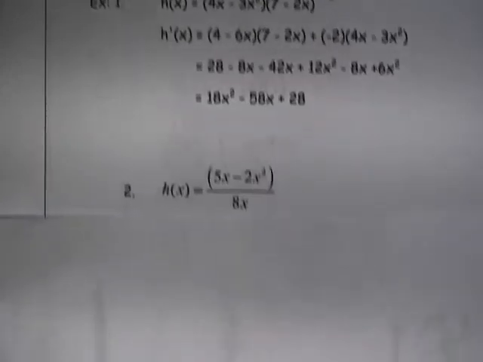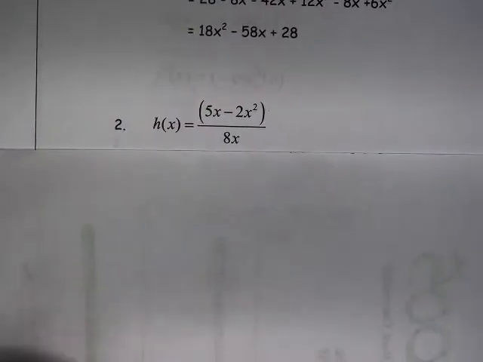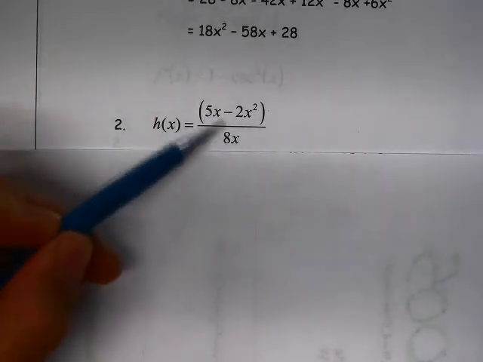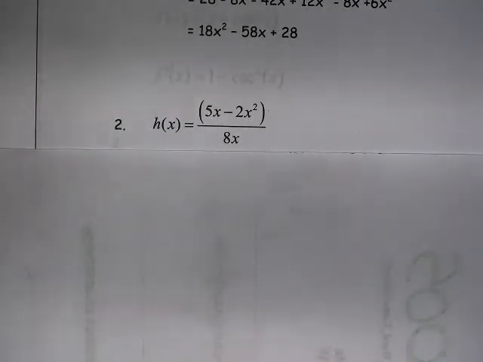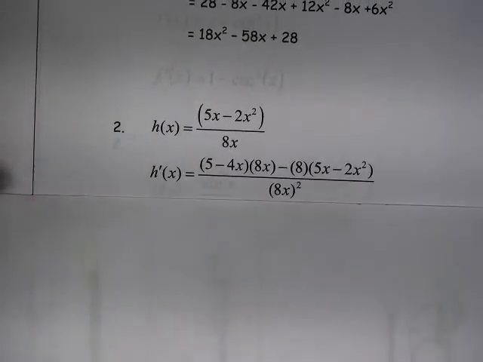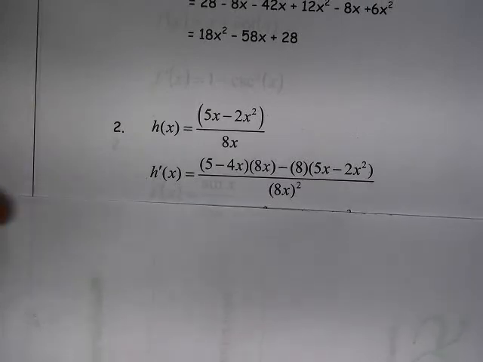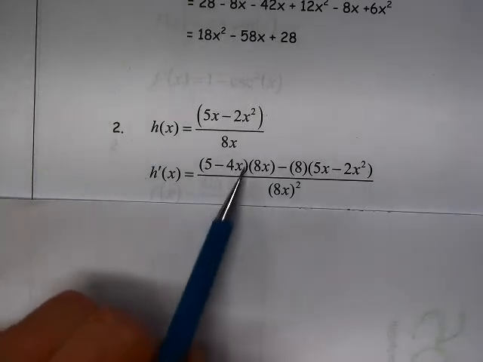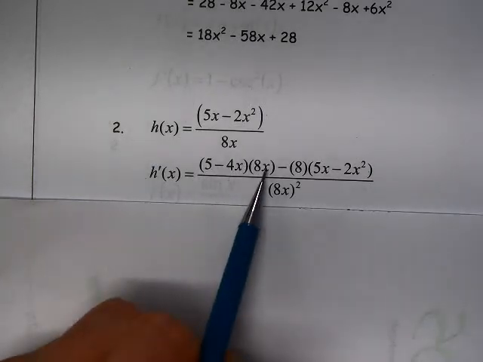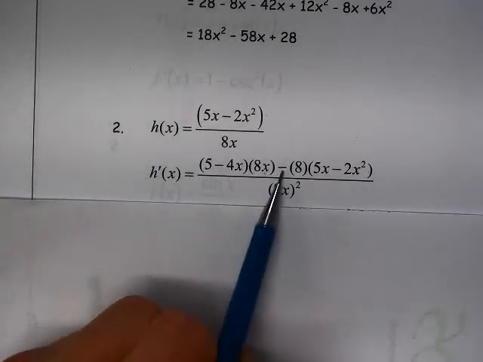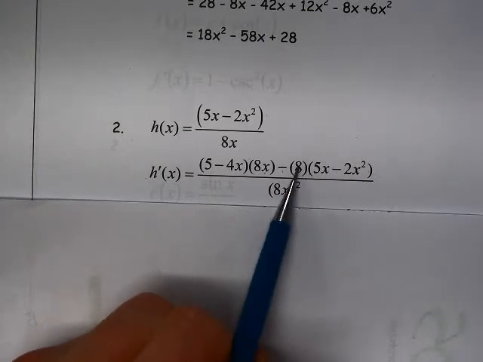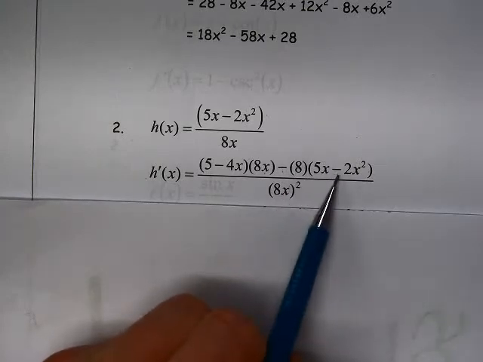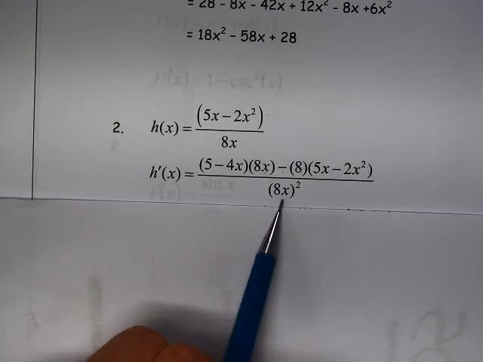An example of the quotient rule we have here, example 2. h of x is the quotient of these two expressions. So again, we're going to use the quotient rule here. I use f prime times g minus g prime times f, and that's all divided by g squared.